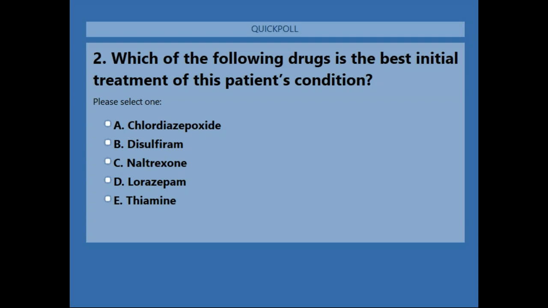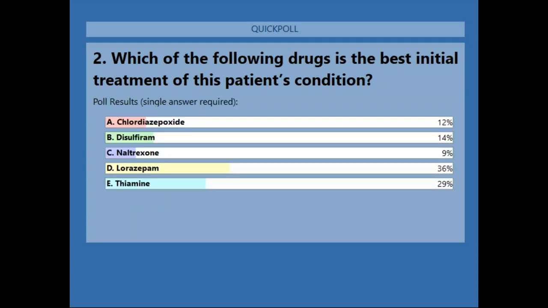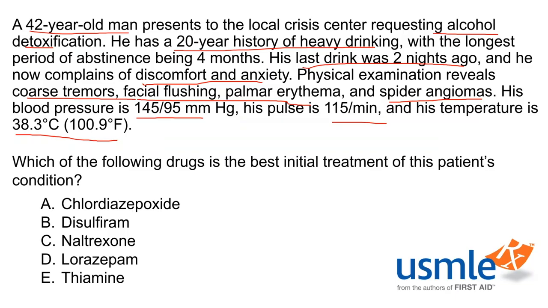And we see a spread of answers here. The leading answer is D, lorazepam, but a close second is thiamine, and there's quite a few folks who think disulfiram and chlordiazepoxide as well, and a few for naltrexone. So this is a spread. This is definitely vexing you folks. So let's go ahead and hide the poll and get back to the presentation. And the answer is lorazepam, D.